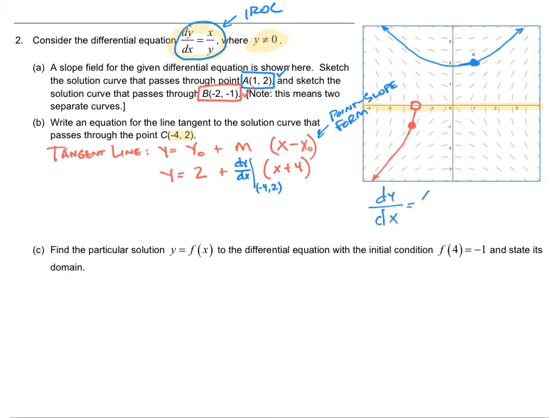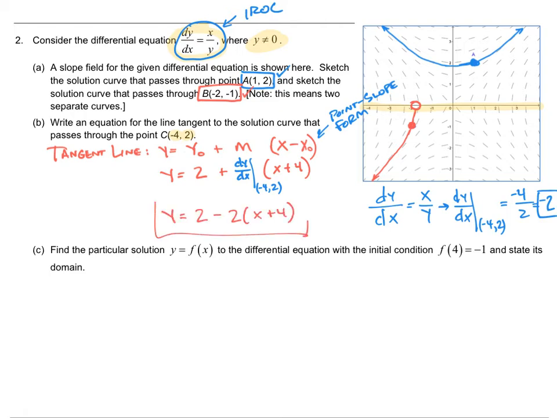Dy dx is x over y. That means dy dx at -4, 2 is equal to -4 divided by 2, which is also known as -2. So that's the slope of our tangent line. We're now ready to write out our full answer here. Please do not be tempted to expand this and write it in y equals mx plus b form. You know that's just asking for trouble.